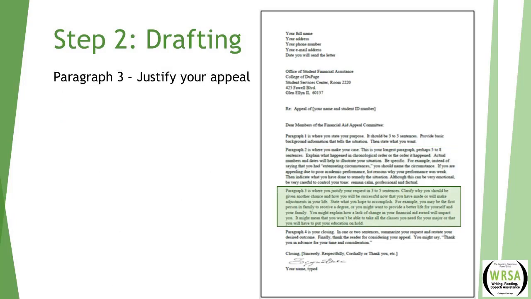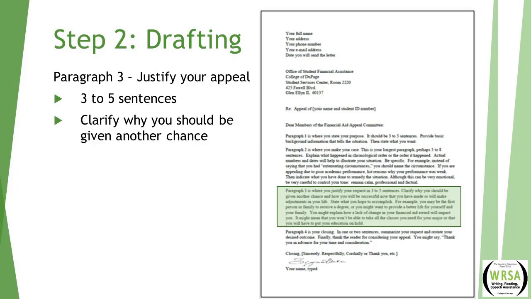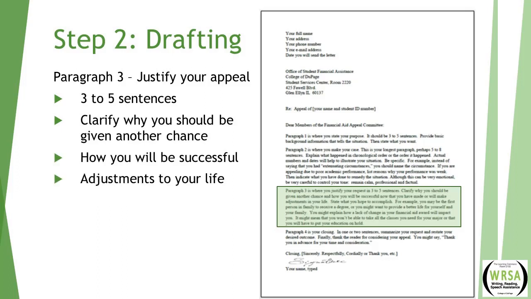Paragraph 3 is where you justify your appeal. This is where you tell exactly how you have changed things and why you should be given another chance and how you'll be successful now that you've made these changes and adjustments to your lives. State what you hope to accomplish. For example, you may be the first person in your family to receive a degree, or you might want to provide a better life for yourself and your family.